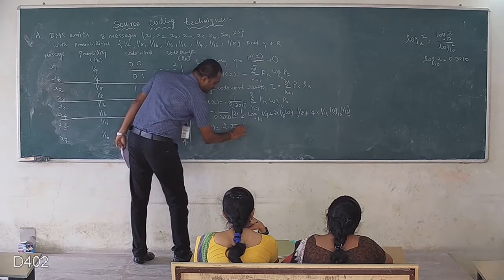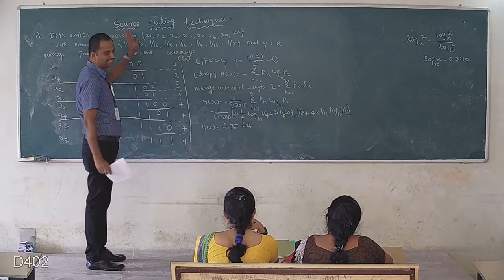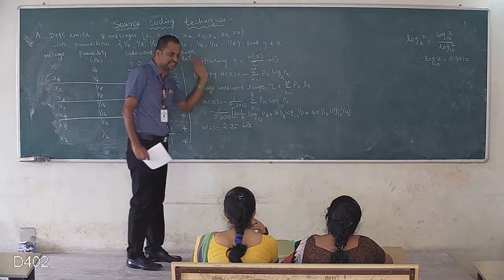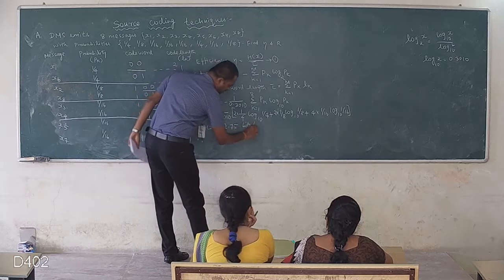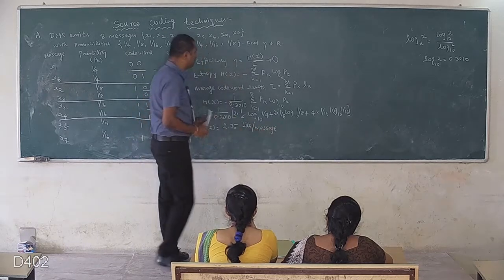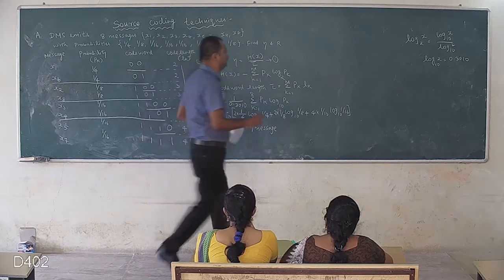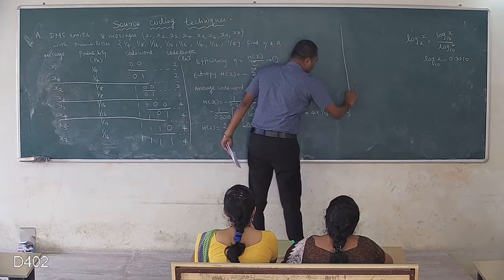The unit is bits per message. If a source is emitting symbols, you would write bits per symbol. Since it is given as message, you would write bits per message. Now we have found h of x. I need to find L bar in order to find the efficiency of the communication system.